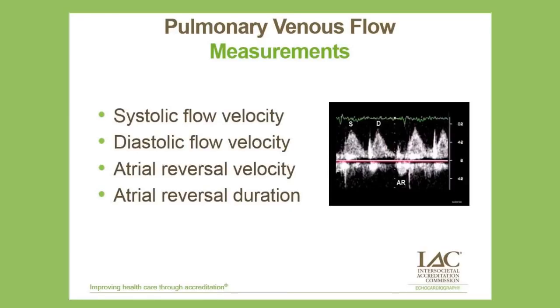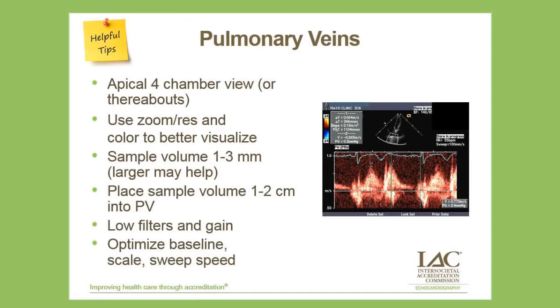Pulmonary venous flow. I think this is something that not everyone does in their normal exams anymore. We still do at Mayo, for the most part. When we look at the pulmonary venous flow, we look at systolic flow velocity, diastolic flow velocity, atrial reversal velocity, and sometimes we'll look at the durations when we're trying to get at whether or not there's elevated left ventricular end-diastolic pressure.